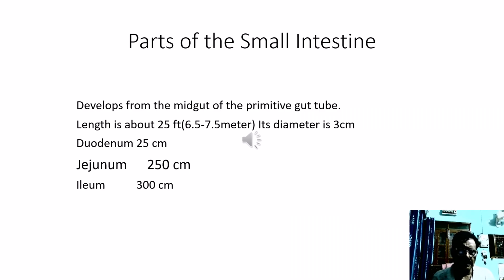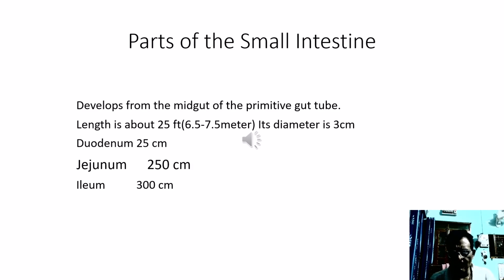Now coming to parts of the small intestine. The small intestine develops from the midgut of the primitive gut tube. Length is about 25 feet, 6.5 to 7 meters. Its diameter is 3 centimeters. It is the longest part of the gastrointestinal tract, but due to its diameter, it is known as the small intestine.